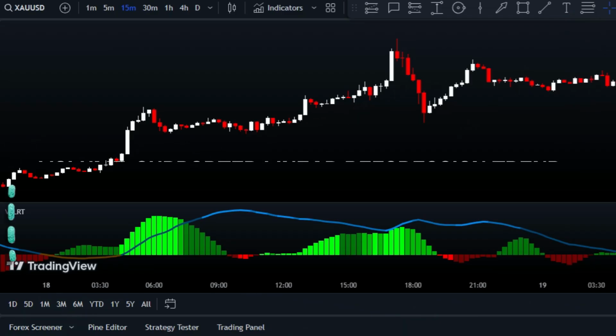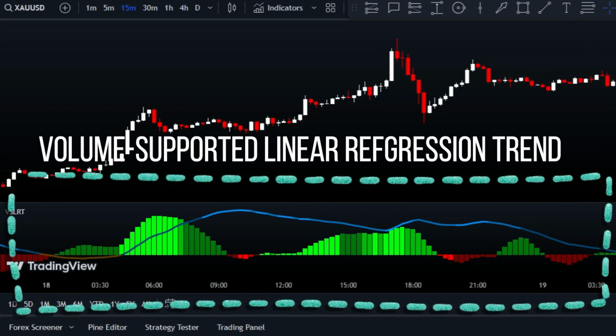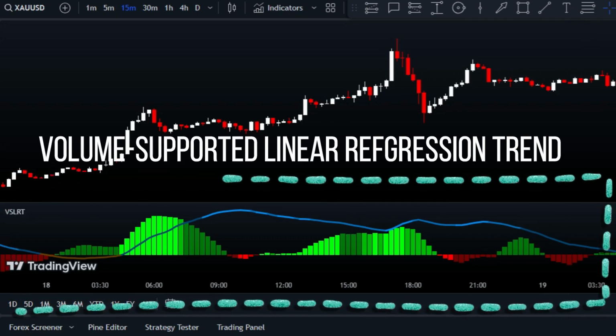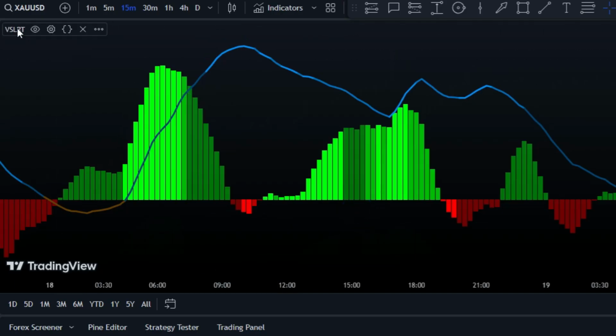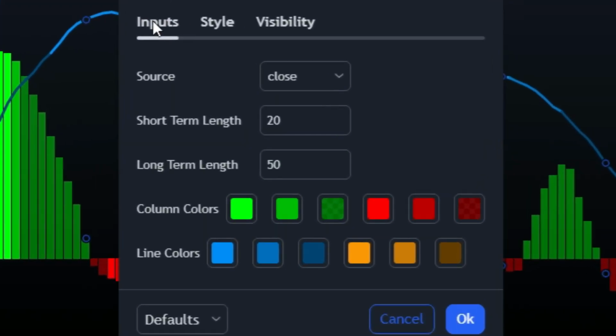But hold on, don't trade with its signals just yet. We need to add another tool to the mix. But before we do that, let's go to the settings of the volume supported linear regression trend indicator and tweak them one by one like I do.